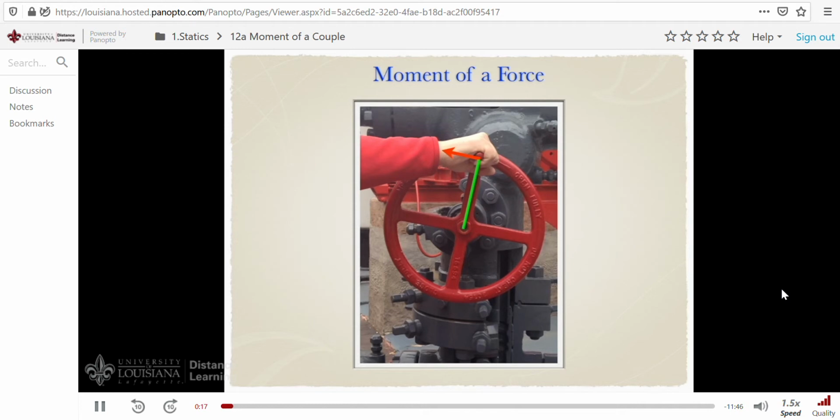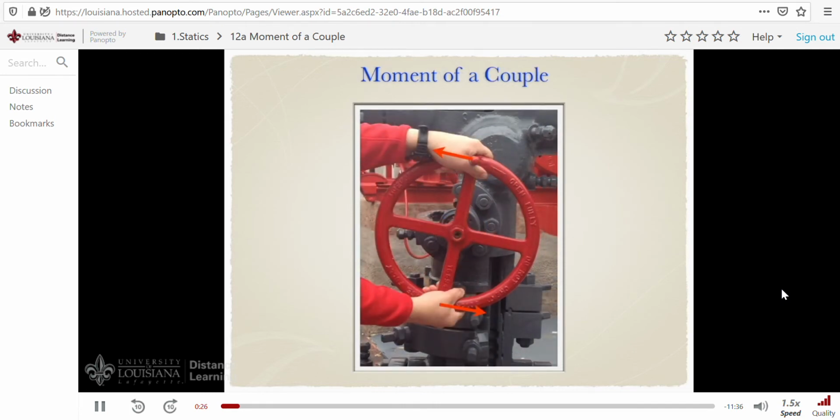And so this force applied to the handle of this wheel will tend to rotate the wheel in a counterclockwise direction. A couple moment, on the other hand, is two equal and opposite forces that do not lie along the same line. They create a rotation as well. Each force creates its own rotation, and the total, of course, is then given by the moment of the couple.